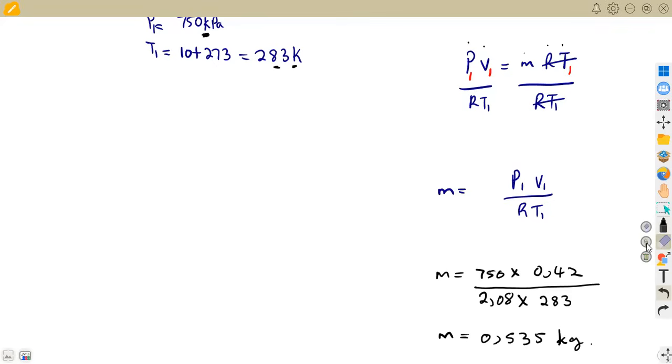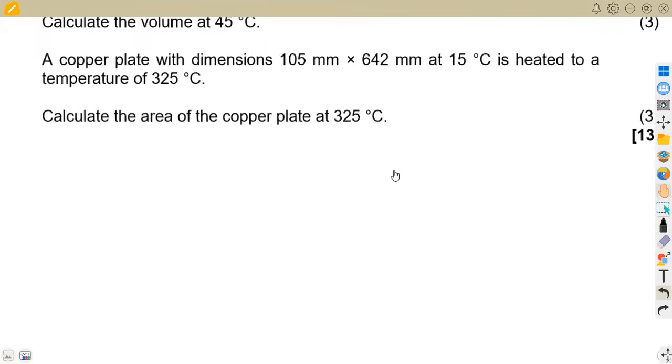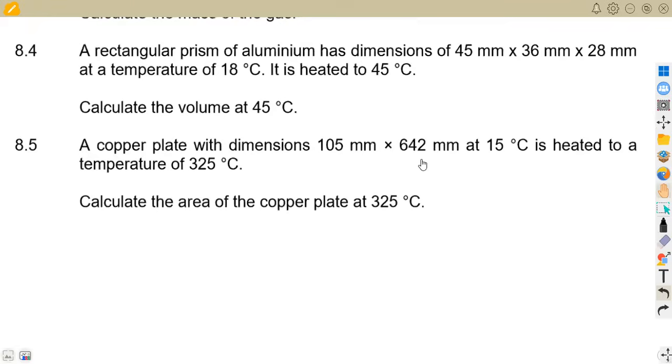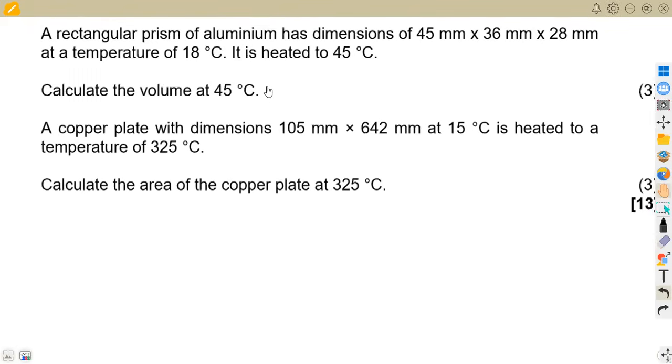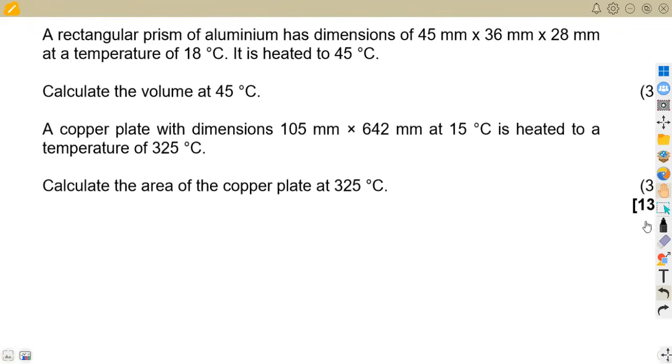All right, so let us check the other part of our question, which is 8.4. On 8.4, we are given that a rectangular prism of aluminum has dimensions. These are the dimensions of a rectangular prism. Remember, with a rectangular prism, we are talking about a solid figure, or a solid shape. On a solid shape, we talk of volume.